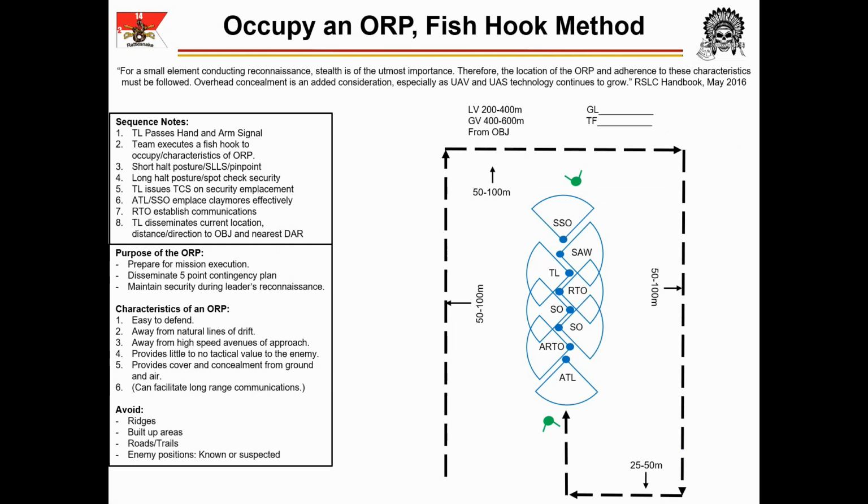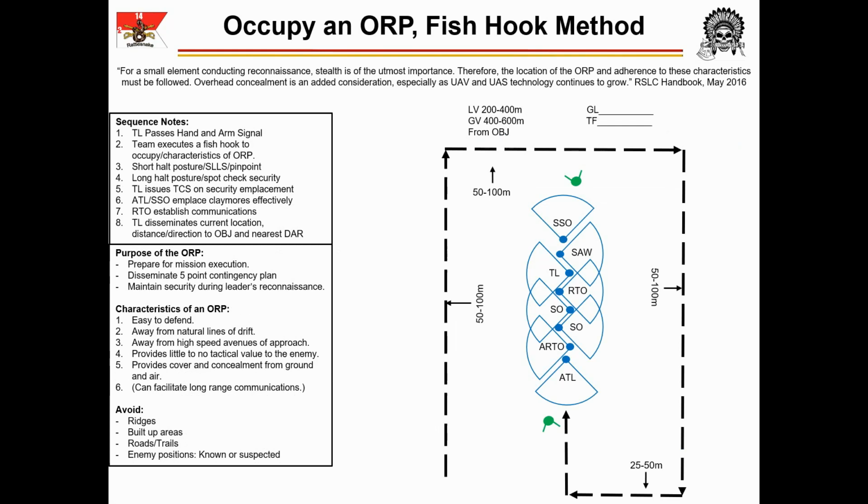The team executes the fishhook movement into the templated ORP site and occupies the ORP by force. They follow the same procedures that they would follow in the occupation of a zipper halt. However, the team takes extra care to check that the site meets the criteria for an ORP. On arrival, just as in a zipper halt, the team initially emplaces in the short halt posture, conducts seals, and pinpoints. Once the pinpoint is complete, the team can enter the long halt posture.